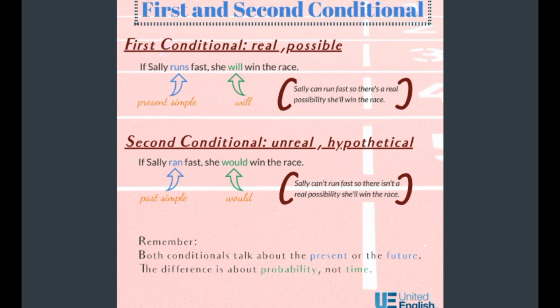Remember, both conditionals talk about the present or the future. The difference is about probability, not time. So the second conditional is imaginary, hypothetical, unreal. Whereas the first conditional, we talk about something real, possible.